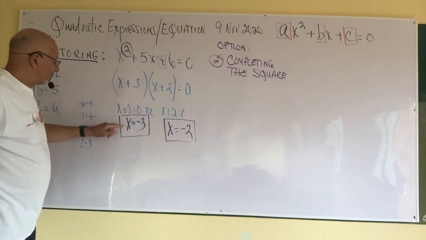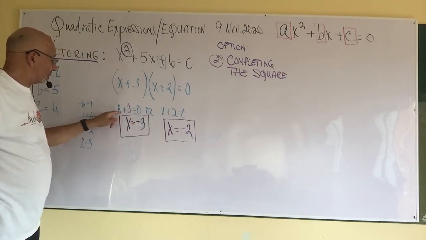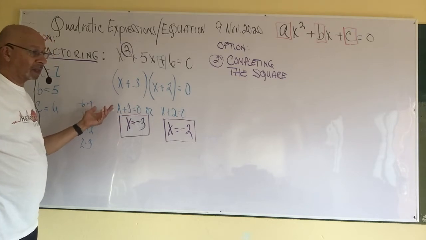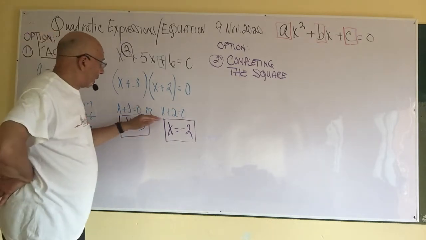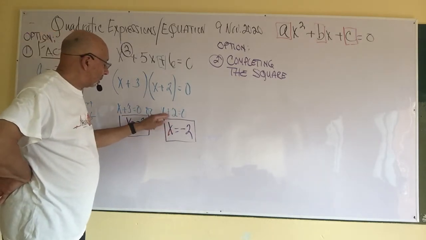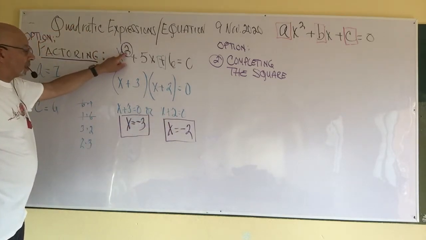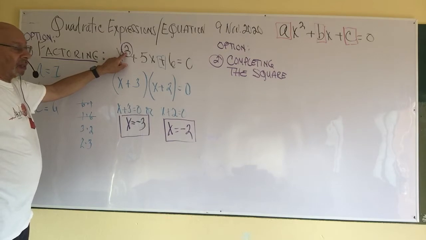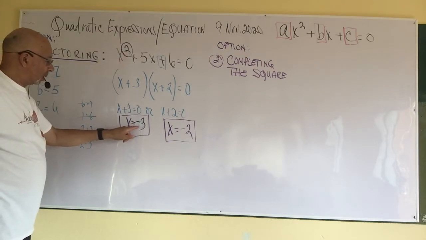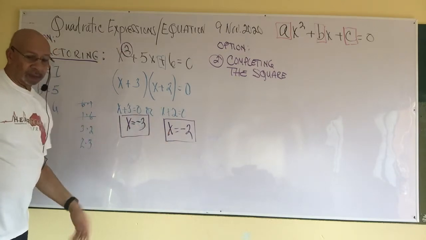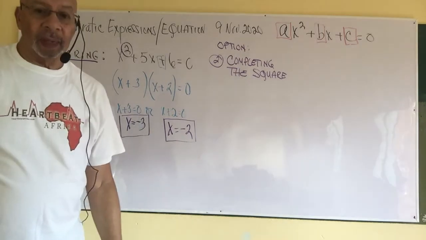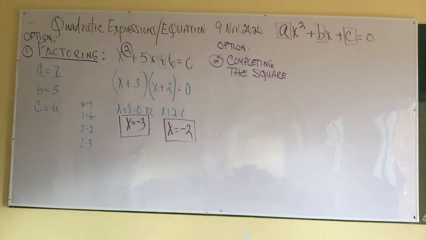If it's the first one, x equals negative 3. You subtract 3 and you only have x left. If it's the second one, x plus 2 equals 0, and then x equals negative 2. The fact that this is a square tells you that there are two answers. So here are the two answers, negative 3 and negative 2. So there you go. That's the factoring option. That's why I have option 1 as factoring.